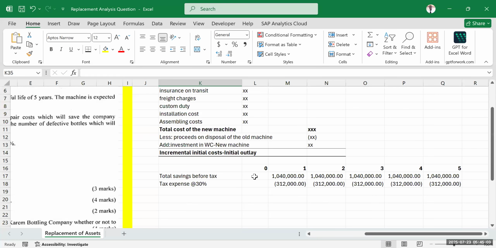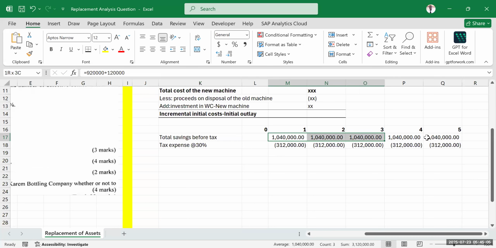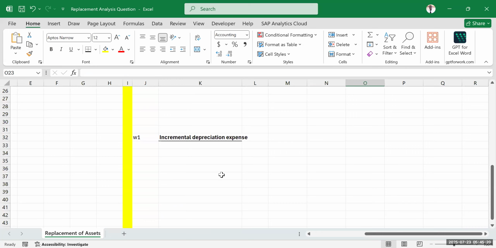Because remember, the cash flow that we are looking at here is the cost savings. What are the savings? In other words, what is the incremental benefit? What additional benefit are we going to get if we replace the old with the new? At the same time, we also look at what extra expense we are going to incur on depreciation.